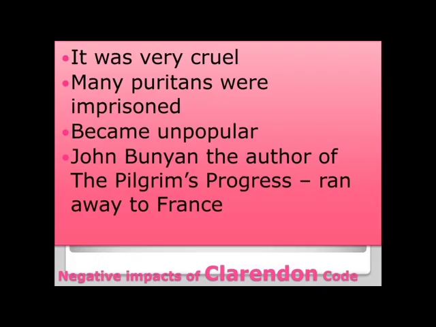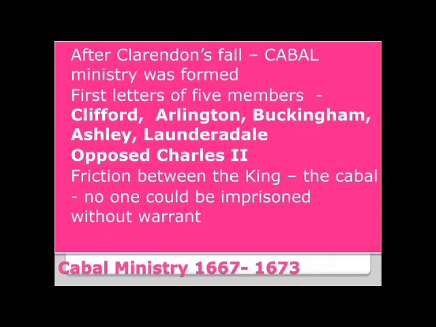So, what are the negative impacts of the Clarendon Code? The Clarendon Code was very cruel. Many Puritans were imprisoned, so it became unpopular. For example, John Bunyan, the author of The Pilgrim's Progress, ran away to France and spent his whole life there to save himself from the problems and punishments.